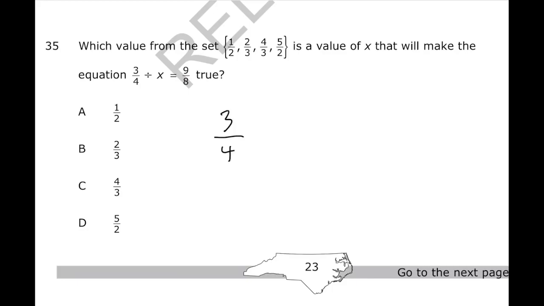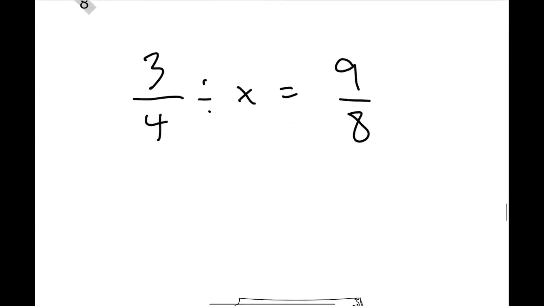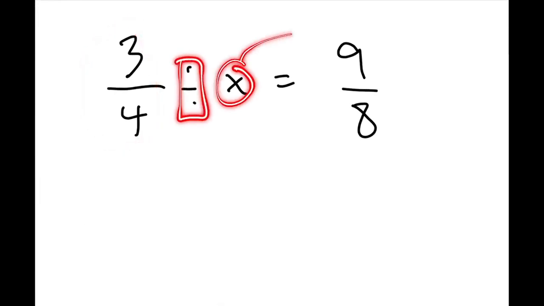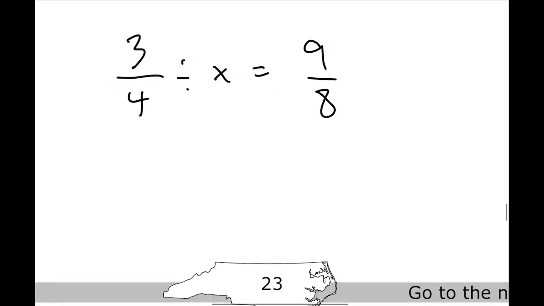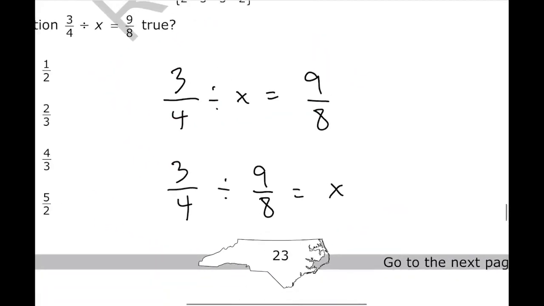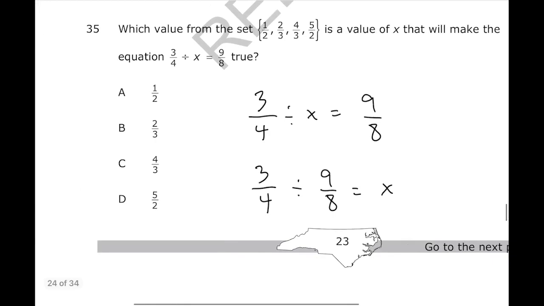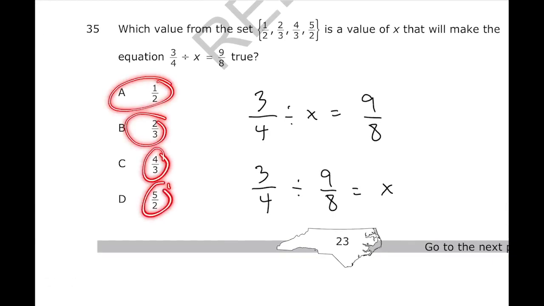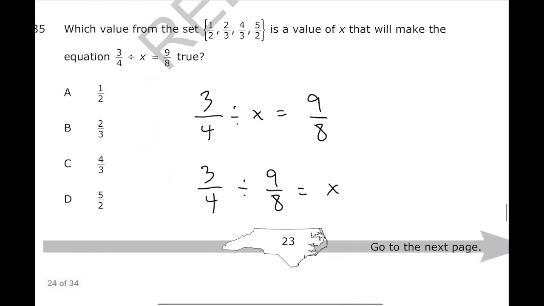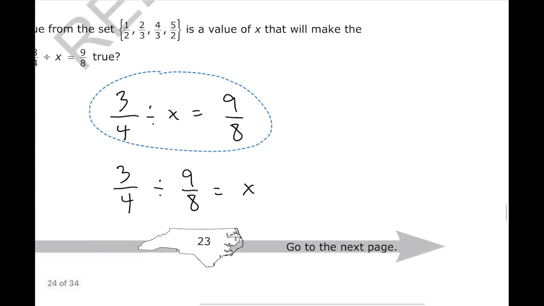When you look at 3/4 divided by x equals 9/8, we can use logic and say, well, if 3/4 divided by x equals 9/8, then we could also state that 3/4 divided by 9/8 equals x, because these two would be equivalent statements. If you can't quite see that, we could do a guess and check and see which one of these would work out when I plug this in. So we're going to do both methods, but I want to go through the logical one first.